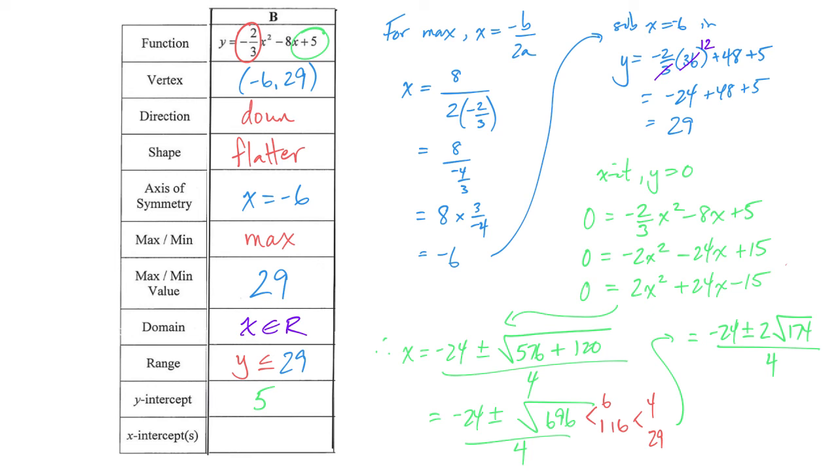And now I notice that I have a common factor of 2 in there. I can divide that out, and I get down to those beautiful looking roots of negative 12 plus or minus root 174 halves. There are my x-intercepts. And there we go.